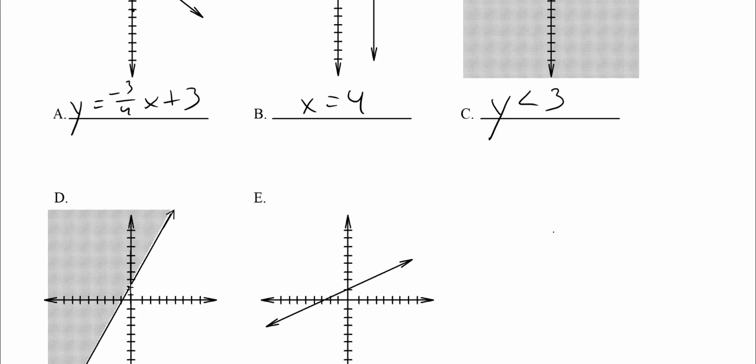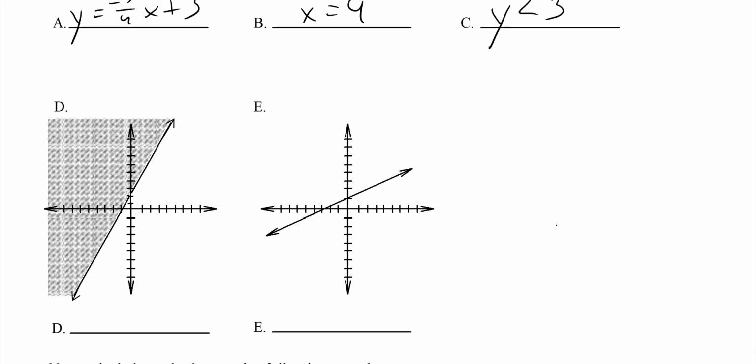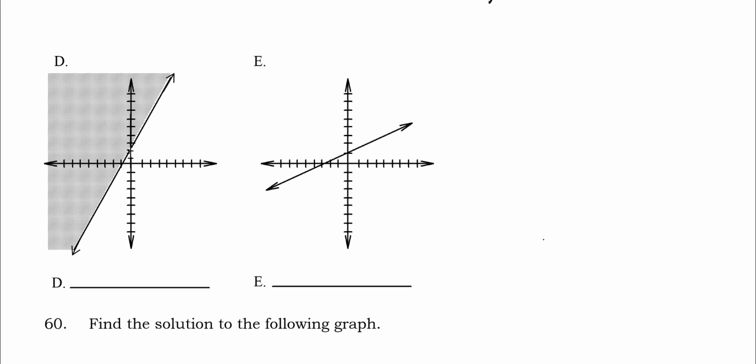Okay, this one, the y-intercept is 2. So b is 2. And the slope is, let's go from where it crosses the x-axis, up 2 over 1. Up 2 over 1. So the slope looks like it's 2, 2 over 1 or 2. And it's shaded above. So y is greater than or equal to, because it's a solid line, 2x plus 2.